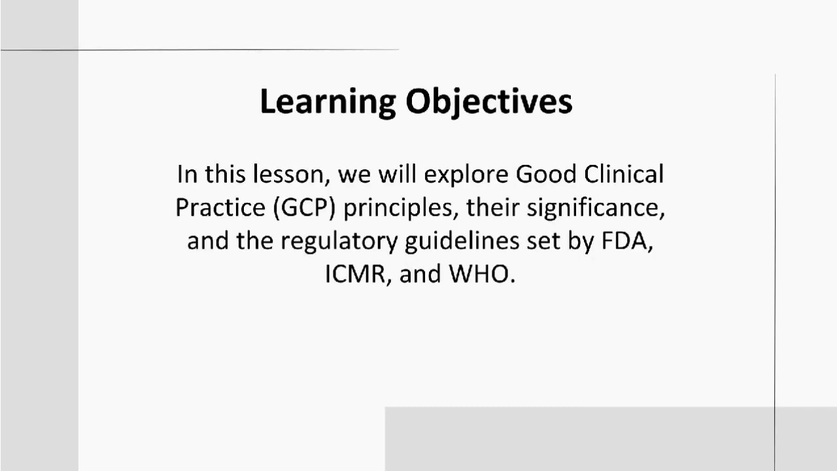Section 1, Learning Objectives. Our primary goal today is to develop a clear understanding of good clinical practice, GCP, and the regulatory frameworks that guide clinical trials worldwide. Specifically, we will cover the importance and principles of GCP, ethical considerations and informed consent, regulatory guidelines set by the FDA, ICMR, and WHO, quality assurance and monitoring in GCP, challenges and advancements in clinical research. By mastering these concepts, you will be well prepared to ensure ethical compliance and scientific integrity in clinical trials.